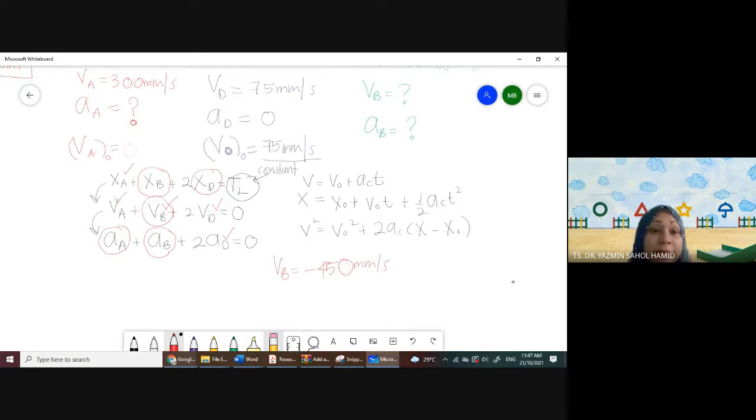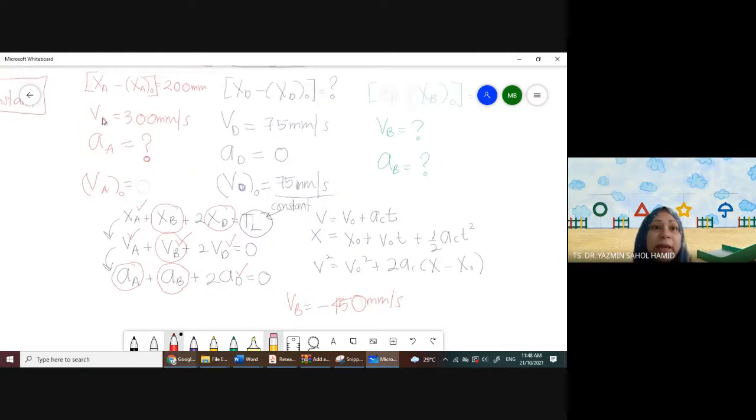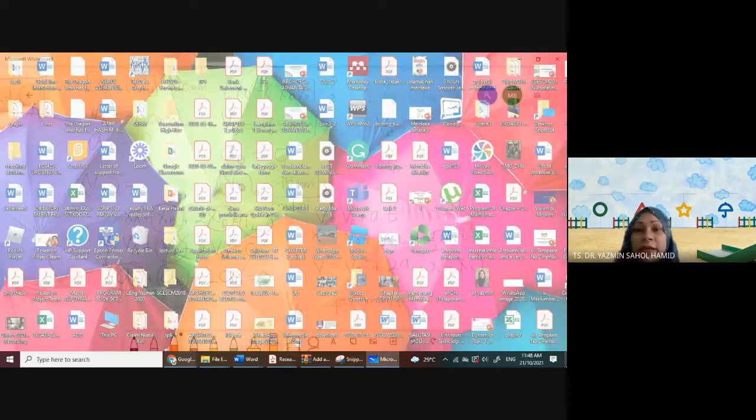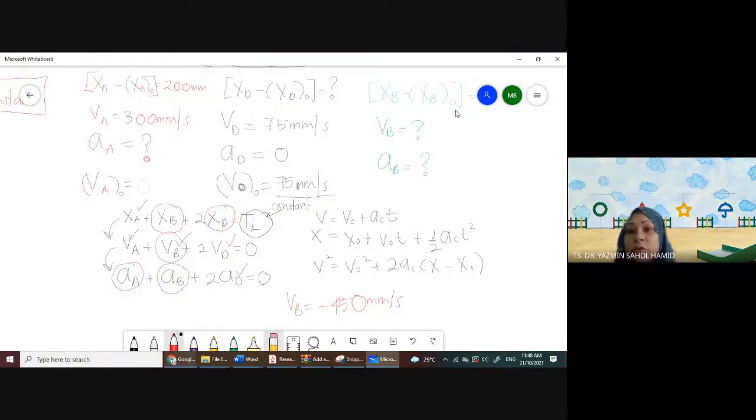Guys, we need to find the acceleration at B, right? So before we do that, we need to find acceleration at A first. Now, based on the information here, you have the change in position of collar A, you have the velocity of A, and you need to find acceleration A. From these three equations, which one do you want to use? Equation 1, 2, or 3?